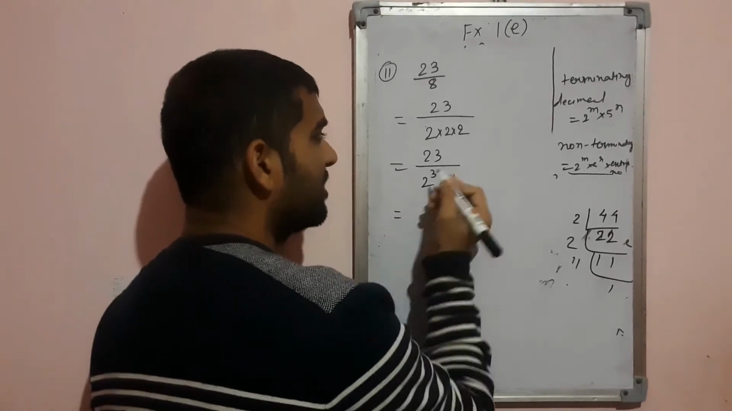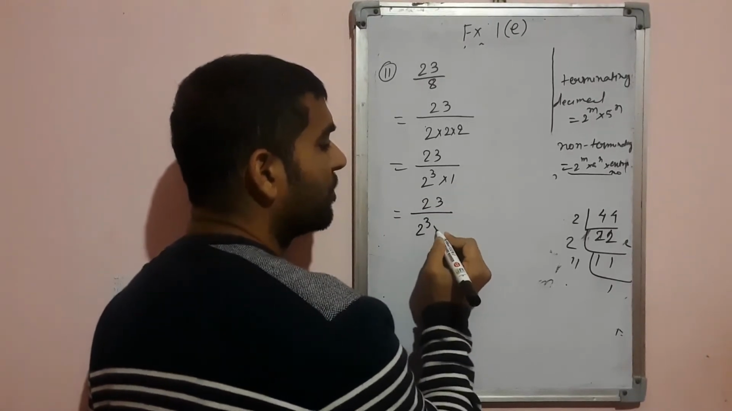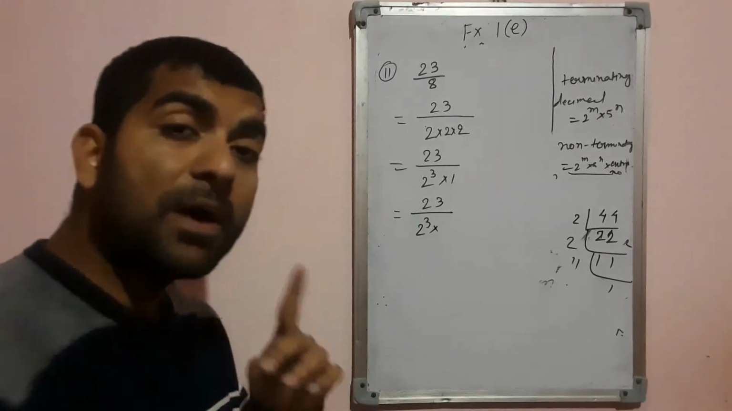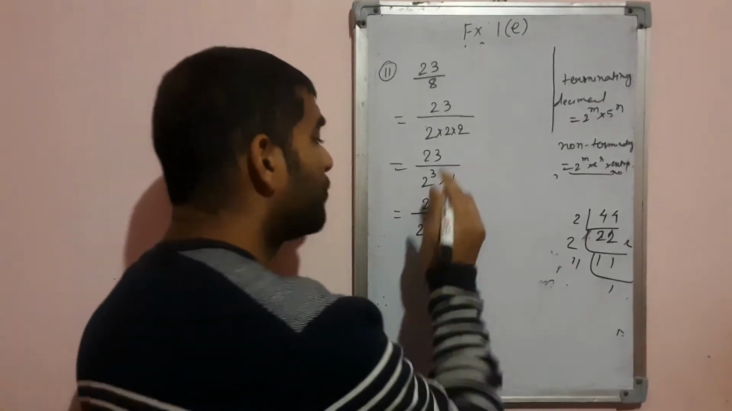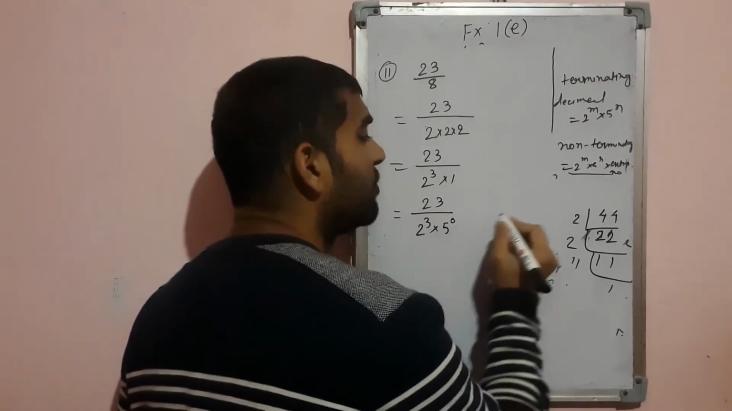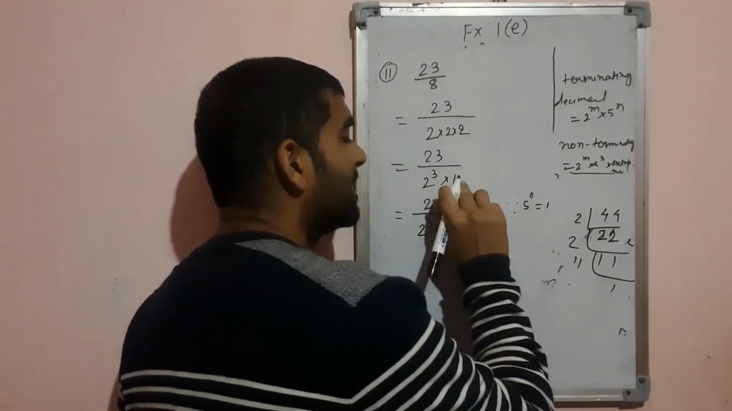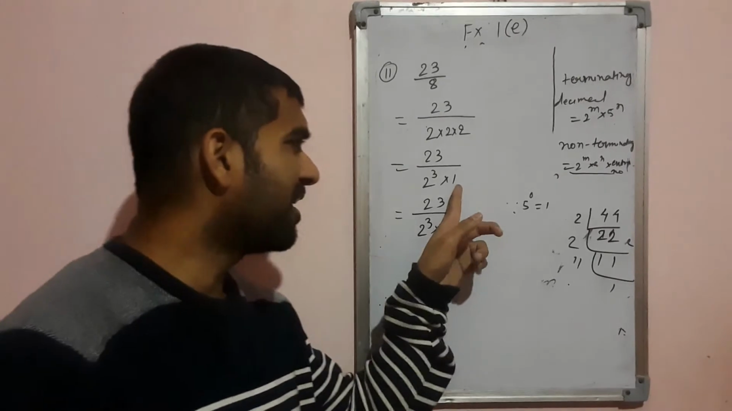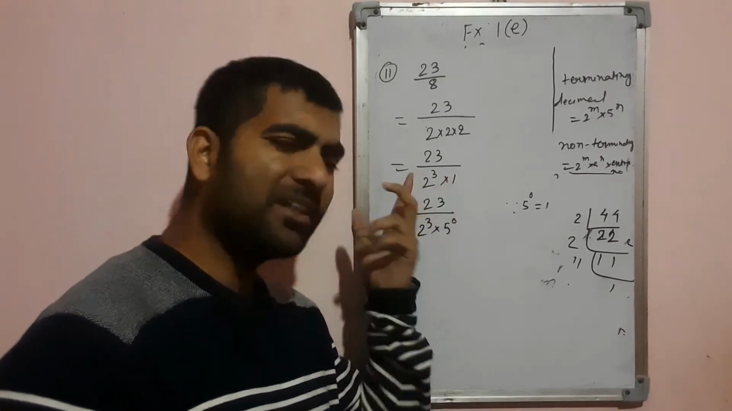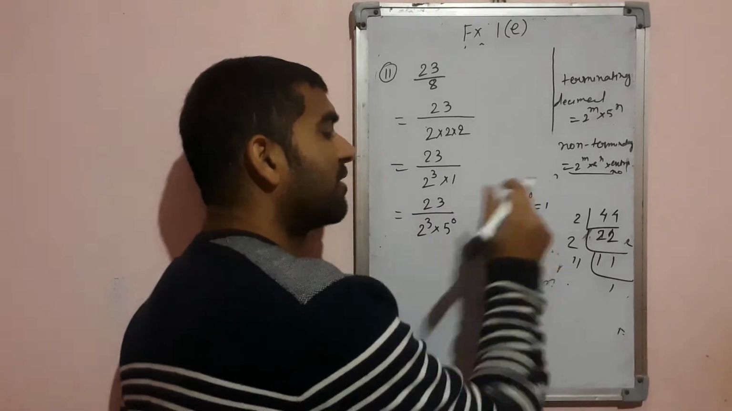So we write 23, next step we can write 2 power 3 into. You know that anything power 0 means what? 1. So in place of 1 what can you write? 5 power 0, since 5 power 0 will be 1. So in place of 1 we are putting 5 power 0. And why are we writing 1? Because if you multiply any number with 1 you get the same number. So it's correct, right? So in place of 1 I am writing 5 power 0.